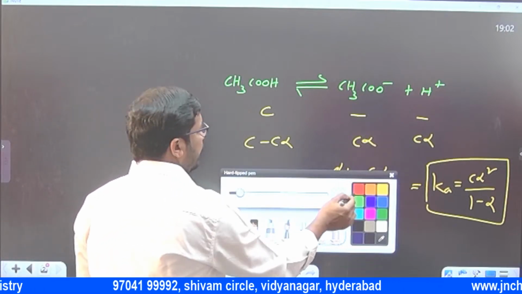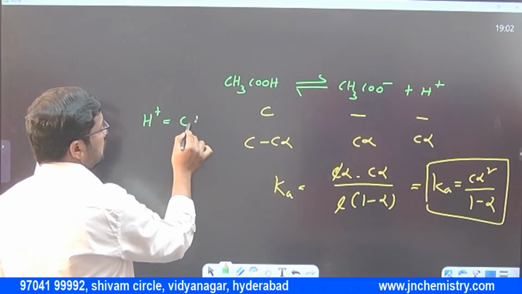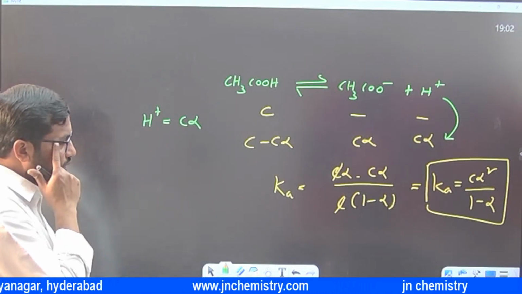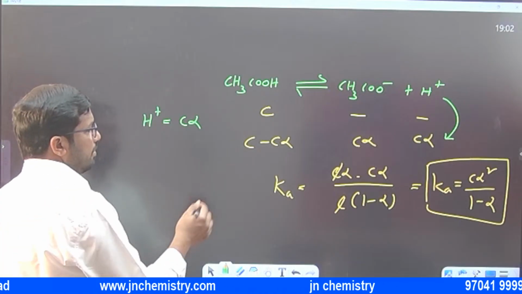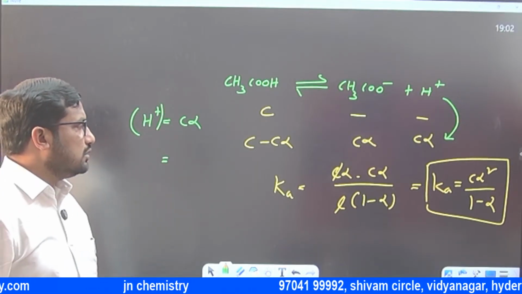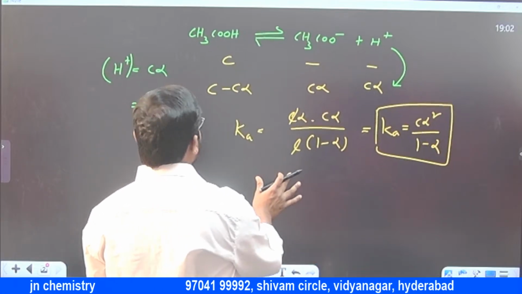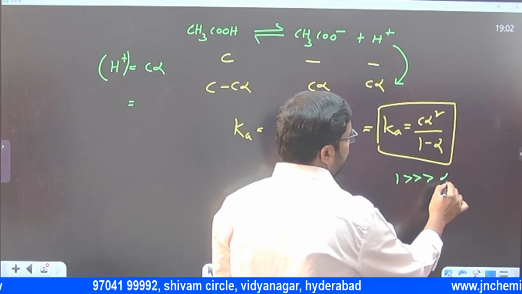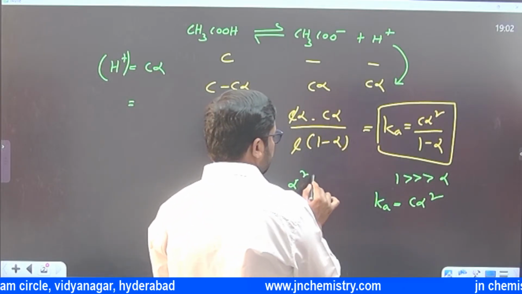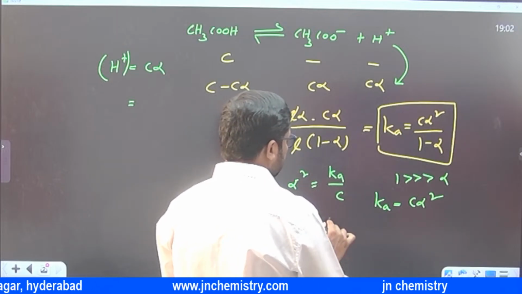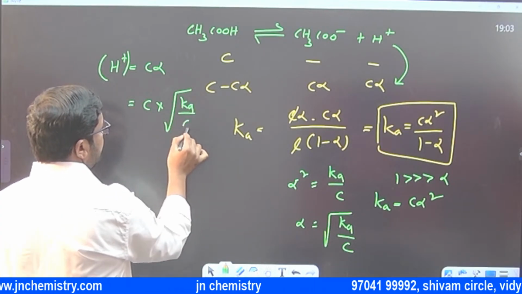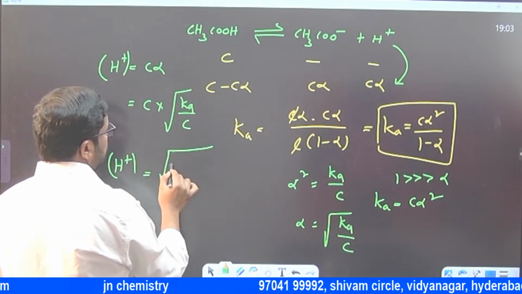So H plus ion concentration for weak acids, how do we calculate? H plus is nothing but C alpha, Nana. So how can we find the alpha value here? I told you in the beginning, 1 is far greater than alpha, so we can neglect alpha in 1 minus alpha. Ka is equal to C alpha square, so alpha square is equal to Ka by C. Alpha is equal to under root Ka by C. So H plus ion concentration is C into alpha, which is nothing but under root Ka into C.